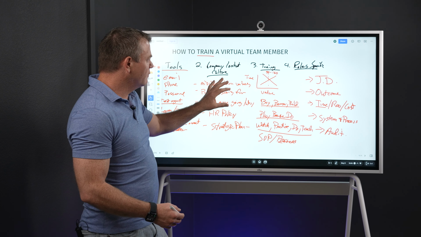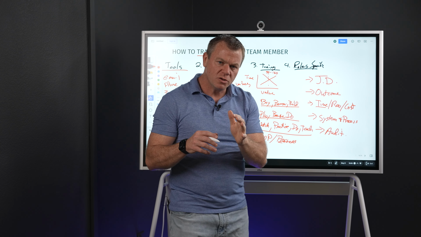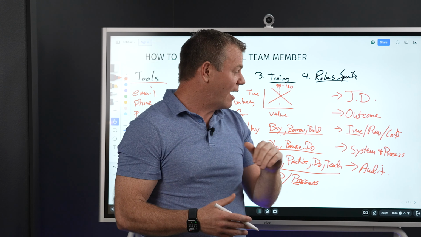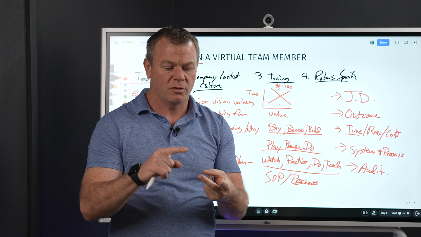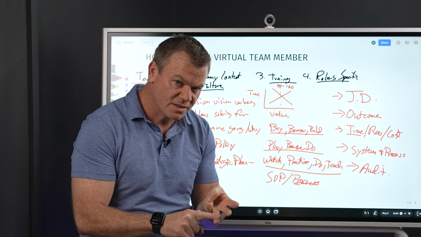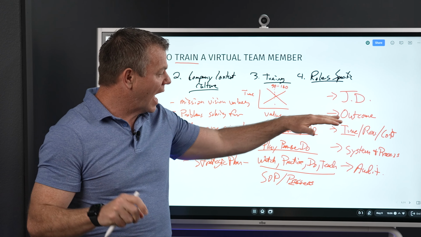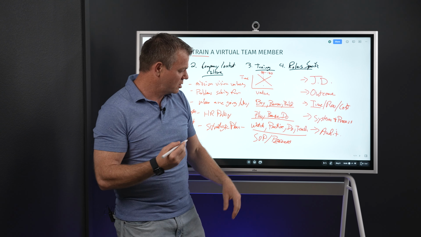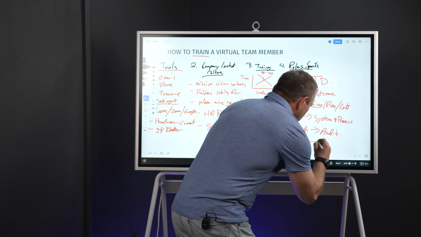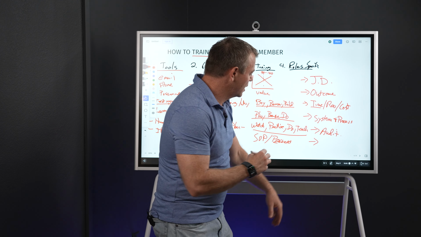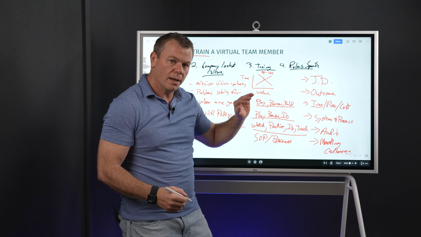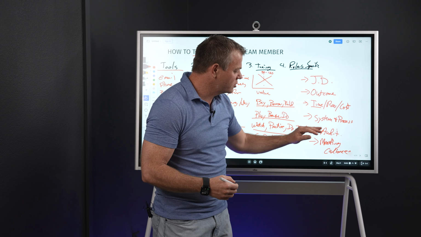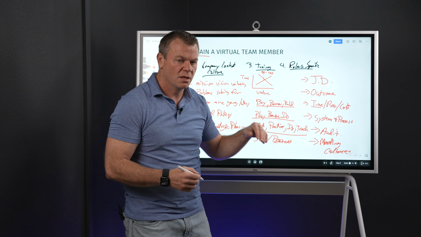Now, part of the role is how often do I have to meet with this person after the training period? How often do we need a daily huddle? Do we need a weekly meeting? Do we need a once a month review of the outcome and results for this position? So the last thing that I would say in the role specific is a meeting cadence for the virtual team member so that they can launch properly into your business.